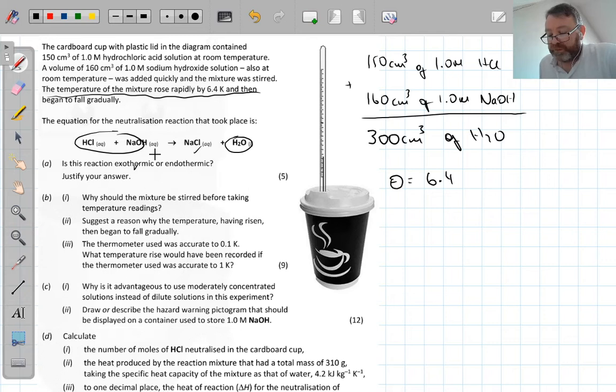Part B. Why should the mixture be stirred before taking temperature readings? Well, you're adding two liquids together. Hopefully, you have got both of them to the same temperature. But when you're adding them together, you have to homogenize the solution. You've got to mix it to make sure that the temperature is uniform throughout the entire solution. Part 2. Suggest a reason why the temperature, having risen, then began to fall gradually.